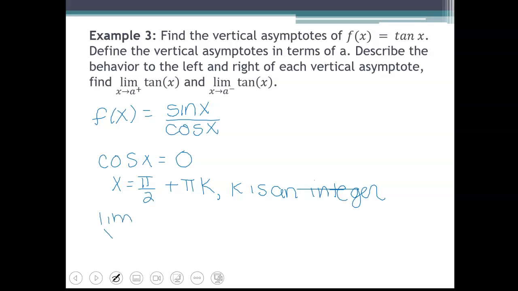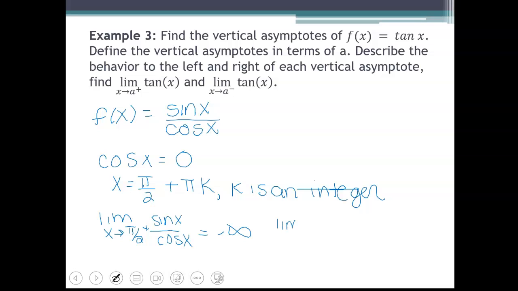So the limit as x approaches pi halves from the right of sine or tan over cosine. So again, think of the unit circle. If you're coming from the right, to the right of pi halves is actually like the opposite in the unit circle, because the unit circle's counterclockwise. So if you're coming at it from the right, you're coming from quadrant 2. So in quadrant 2, sine is positive, but cosine is negative. So from the right, we got negative infinity, because you would have a positive over a negative.